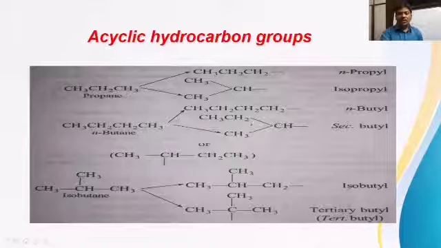The same structure can also be written this way. We have removed hydrogen from one CH2. From this CH2 we removed hydrogen and got a free bond on the CH here. So this is also secondary butyl. Why can we not call this isobutyl? At any end, there is no isopropyl group of this type. This type of isopropyl group is not present here at any end. So it is called simply secondary butyl.